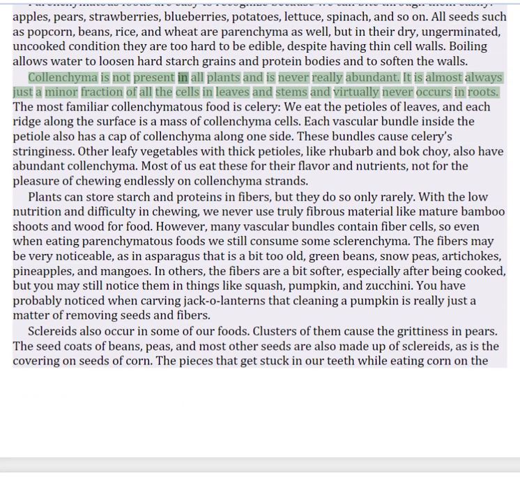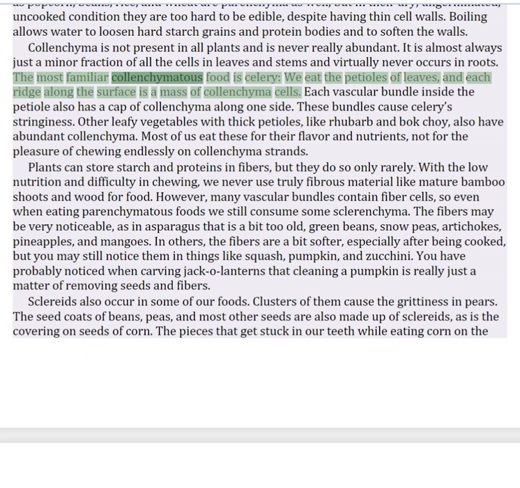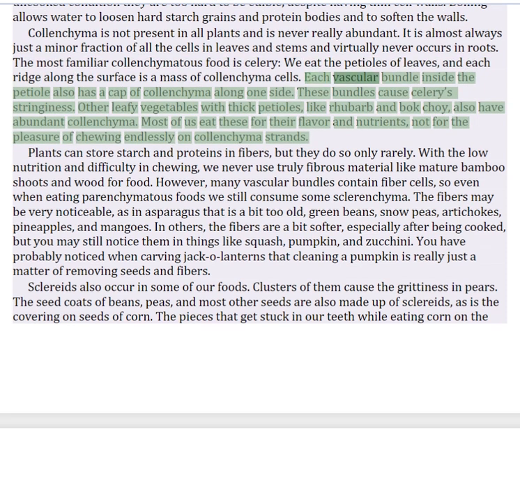Collenchyma is not present in all plants and is never really abundant. It is almost always just a minor fraction of all the cells in leaves and stems and virtually never occurs in roots. The most familiar collenchymatous food is celery. We eat the petioles of leaves, and each ridge along the surface is a mass of collenchyma cells. Each vascular bundle inside the petiole also has a cap of collenchyma along one side. These bundles cause celery's stringiness.